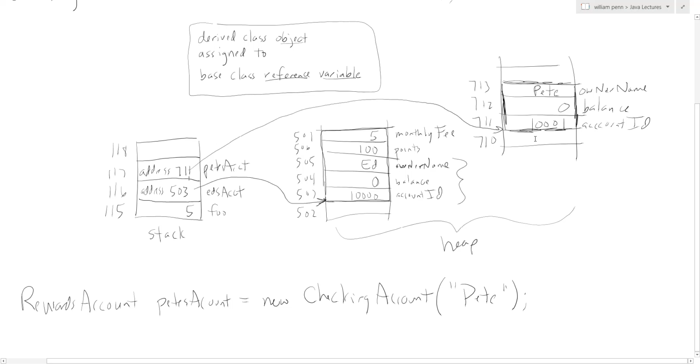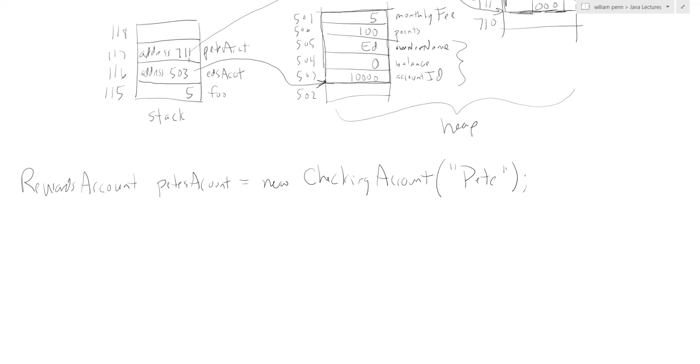Okay, so here's the problem with that. And this is where you have to look at the details of what's actually being stored in memory for this type of object and what type of methods are available to call on this type of object, and how this might not make sense. So if we look at a rewards account object like Pete's account, look at what methods we could call on that. So if I wrote some code like this, Pete's account dot, what methods can I call?